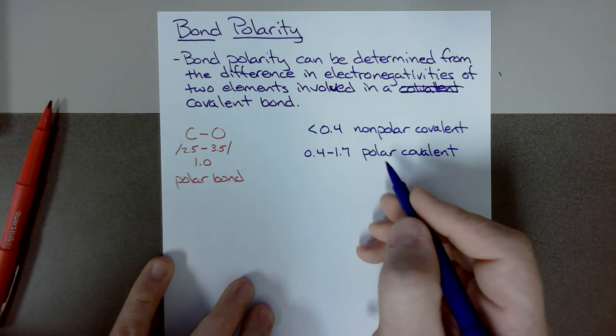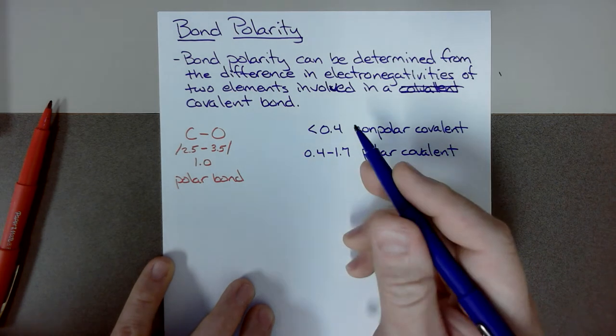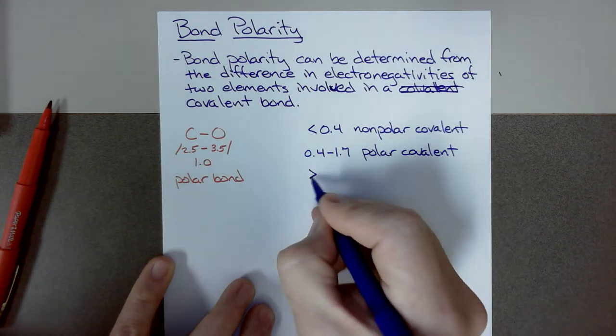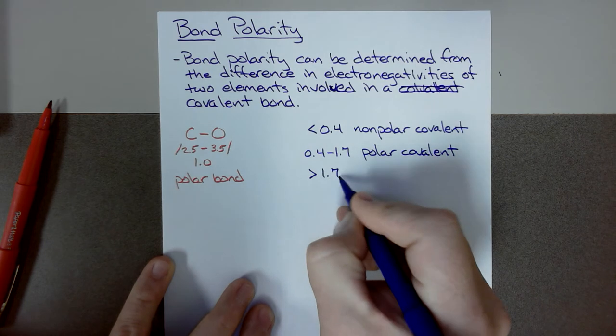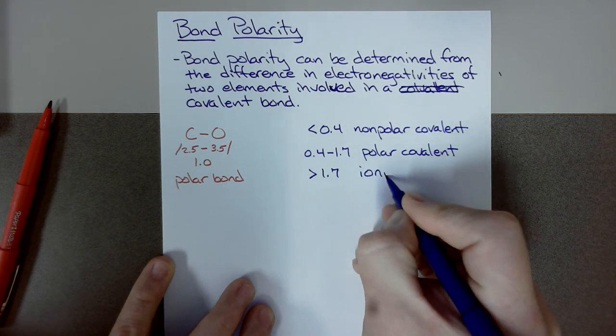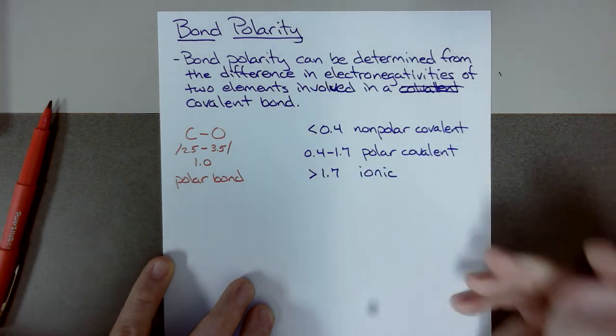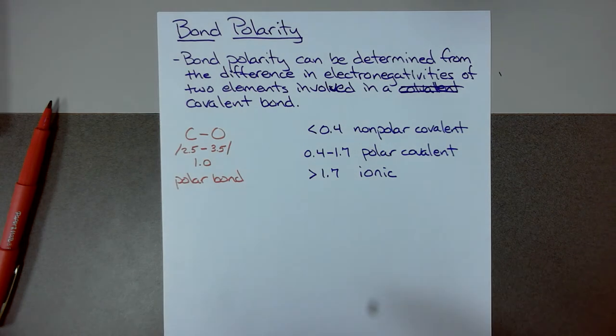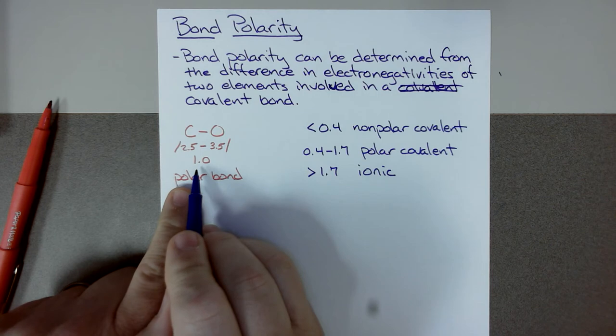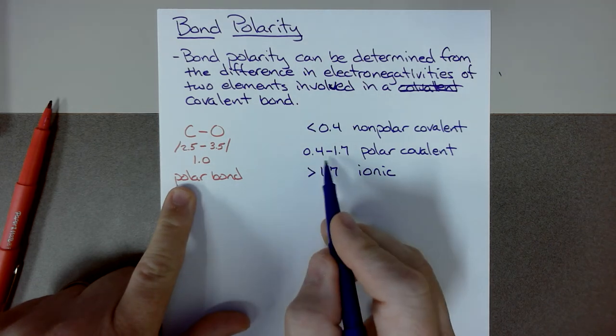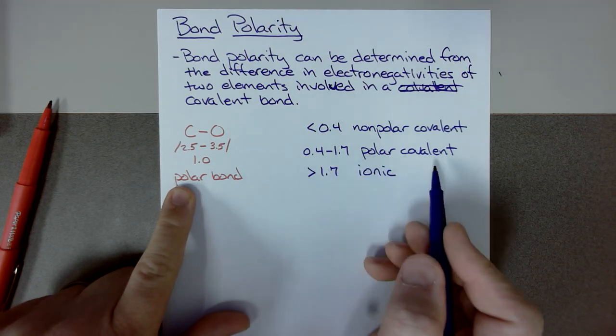Now, with polar covalent, the greater the difference, the more polar the bond will be. In other words, the greater the difference in partial negative and partial positive charges. And then if it's greater than 1.7, then it is an ionic bond. So we have nonpolar covalent, polar covalent, and ionic. And in this case, it was 1, which is between 0.4 and 1.7, so it's a polar covalent bond.